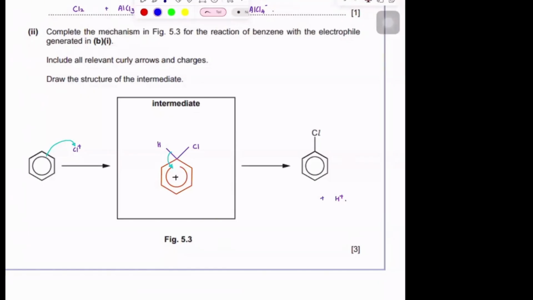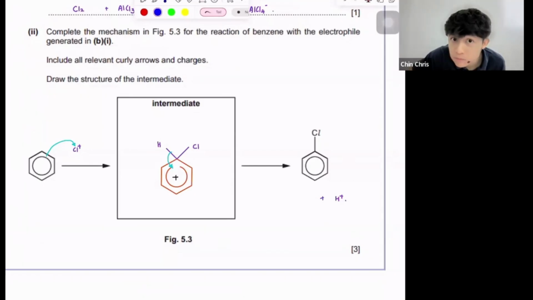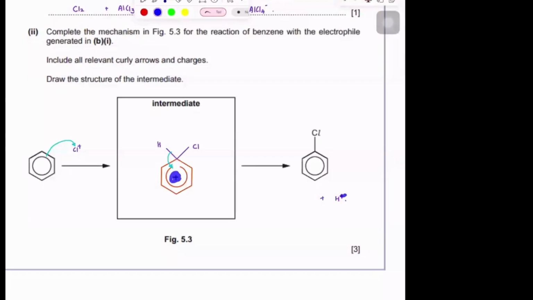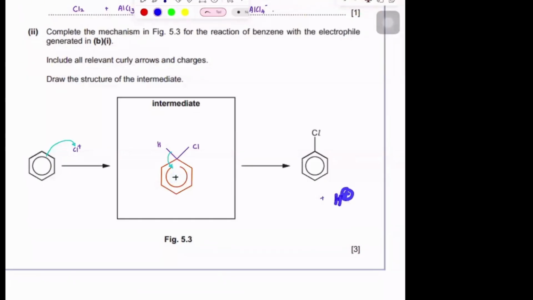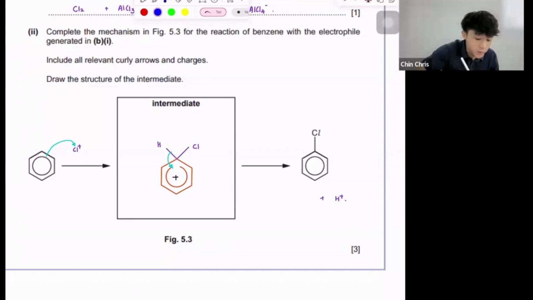Teacher, do we add the H positive? Do we add the H positive at the last? Yes, you have to. The H plus must be there. Okay, thank you. Yes, as in this one, because it's always here.